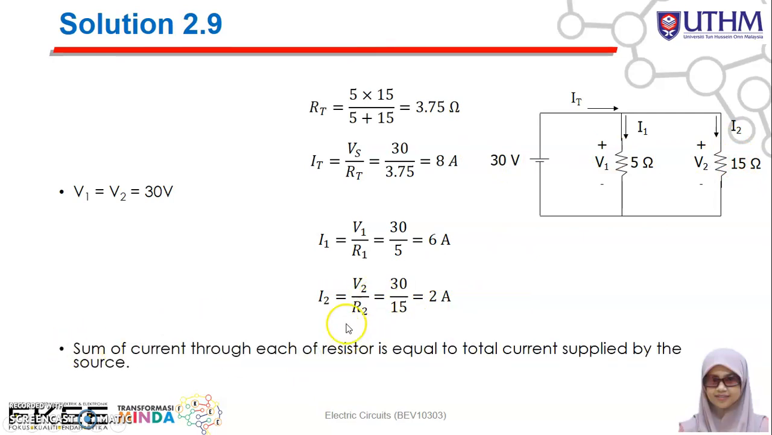Okay, so the relationship between I1, I2 and IT: the sum of the current through each of the resistors is equal to the total current supplied by the source. IT is equal to I1 plus I2. That one is according to Kirchhoff's current law.